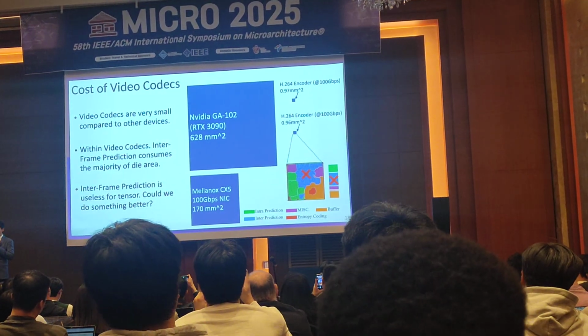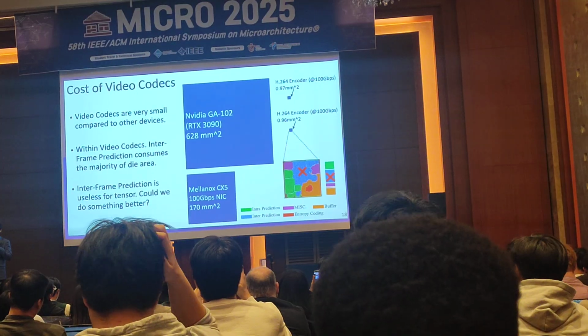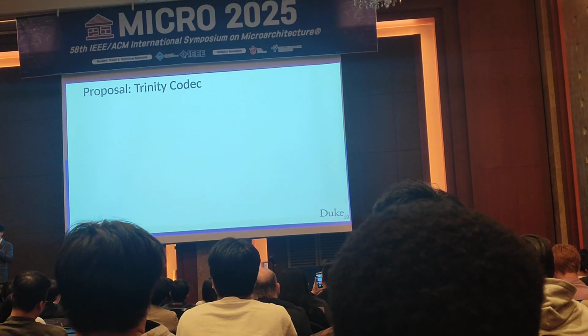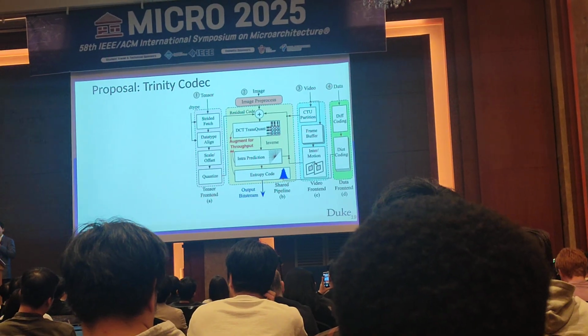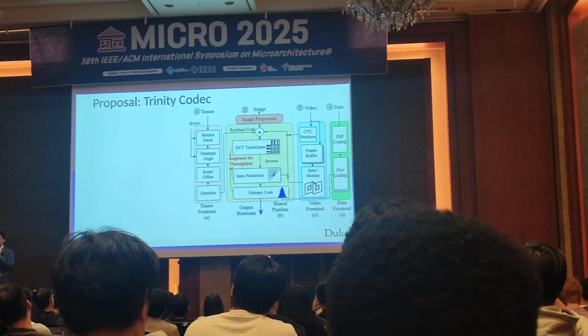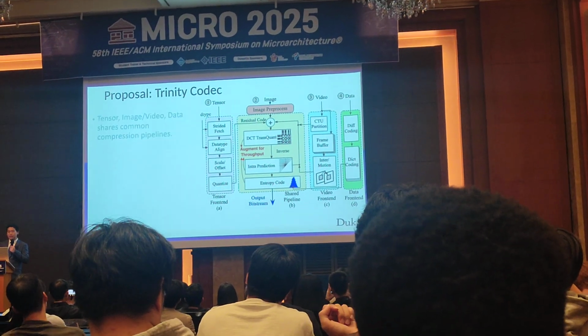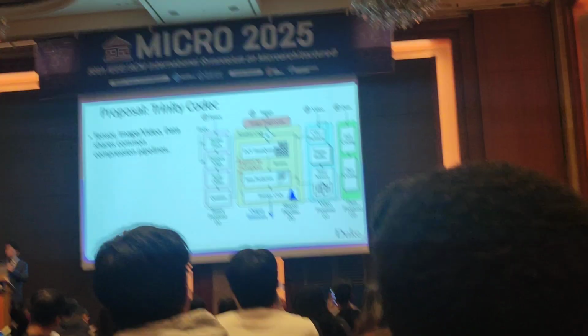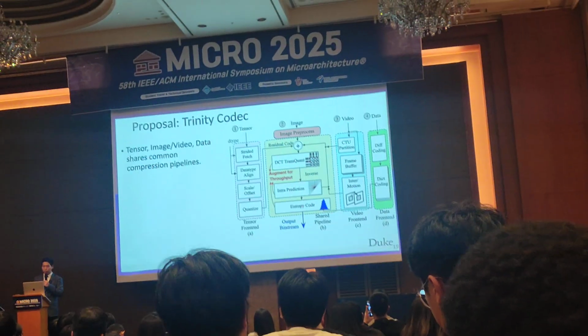And I think that leads to a straightforward question: can we modify the codec to do anything better? Based on our observation, our proposal here is a new design called the Trinity Codec, which merges the compression pipelines of tensor, video, and data into one pipeline. The insight is that these three compression pipelines share many common stages, and reusing hardware is always beneficial.